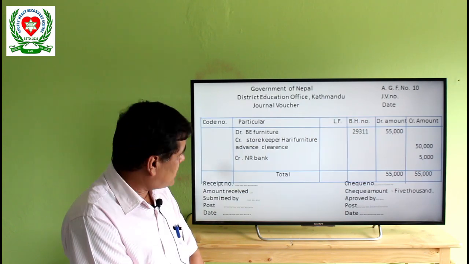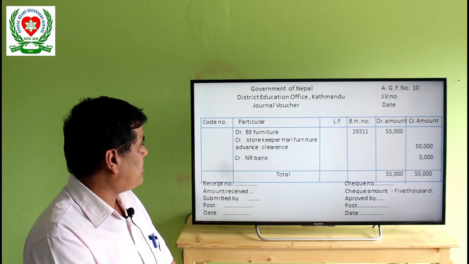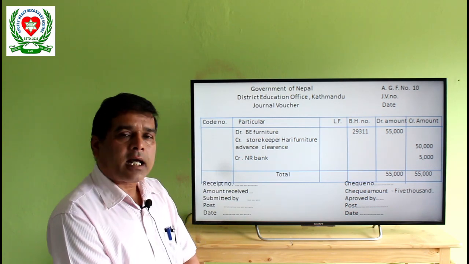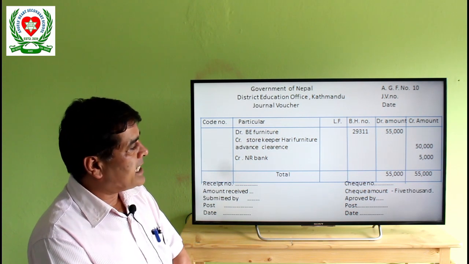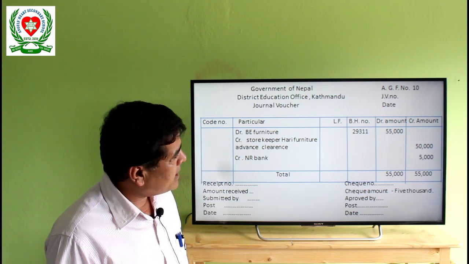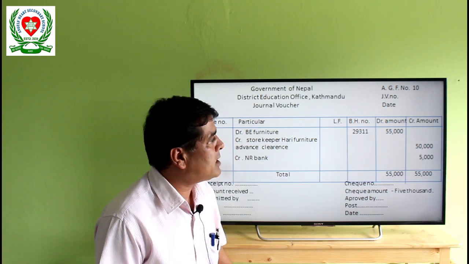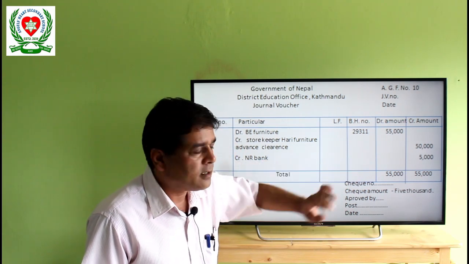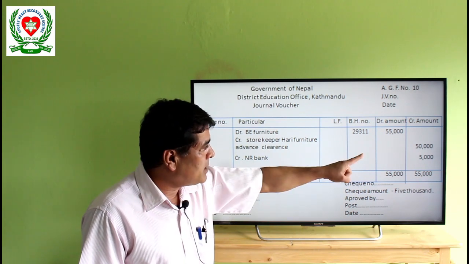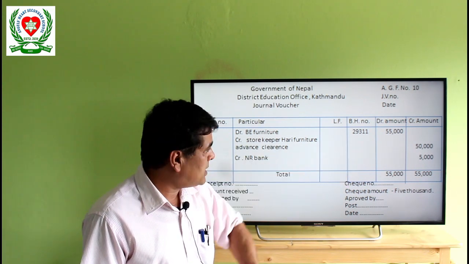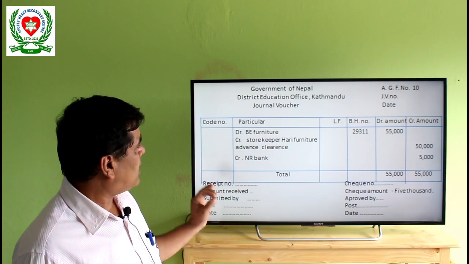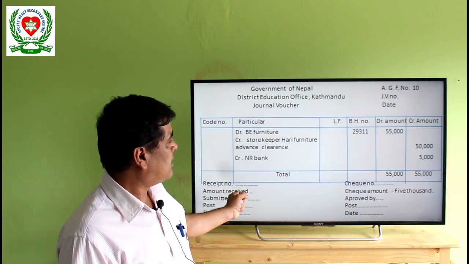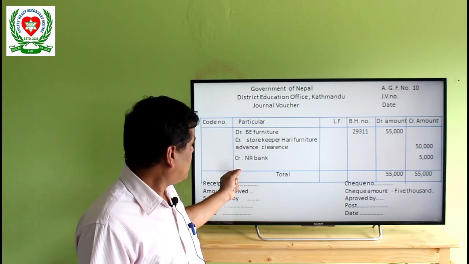debit B furniture, credit storekeeper Hari furniture advance clearance, credit NR Bank. He purchased furniture of rupees 55,000, so 55,000 should be written in the amount column, but he had taken only 50,000 advance, that should be cleared, advance clearance 50,000, and that shortage amount is paid by the office issuing a check, so NR Bank is credited, NR Bank 5,000.